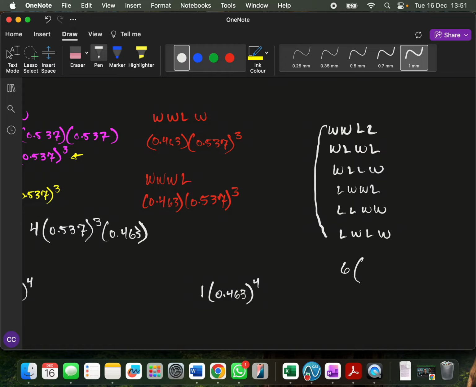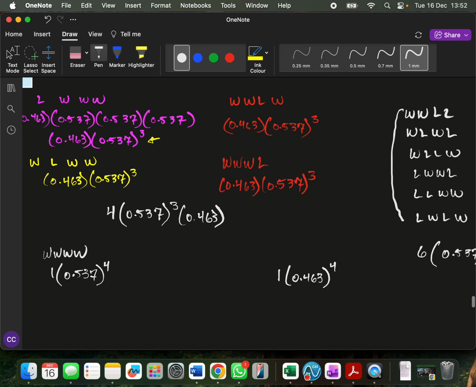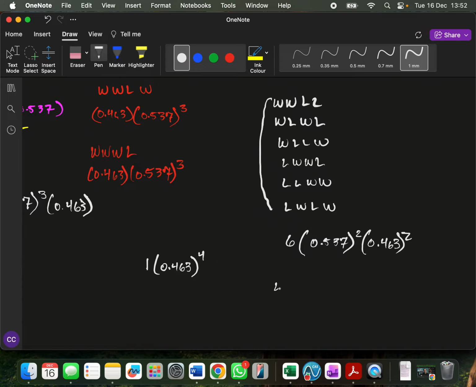So that would be 6 times 0.537 squared times 0.463 squared. And then losing 3 of the games would give me 4 times 0.537 times 0.463 to the third power.